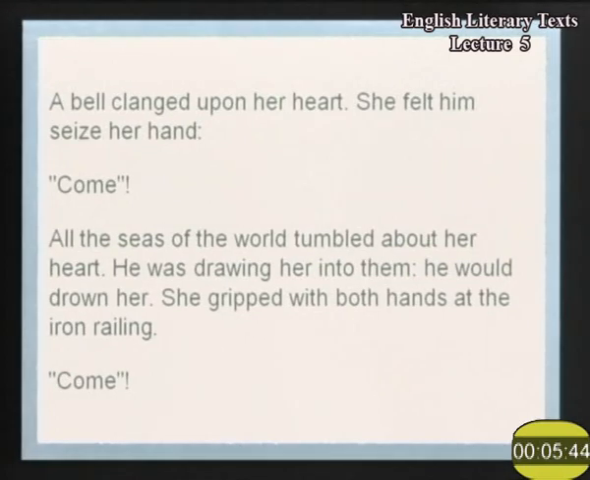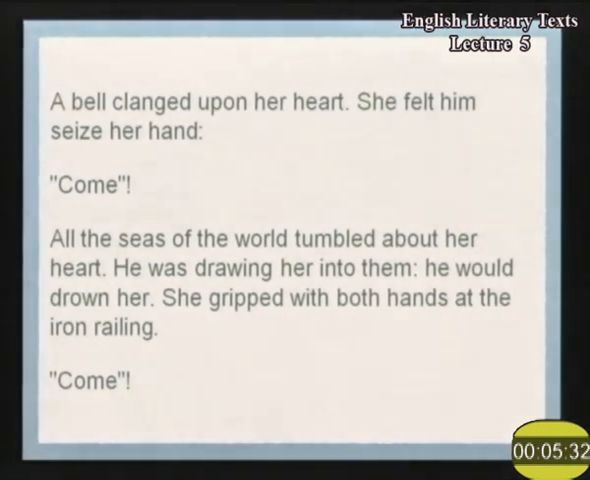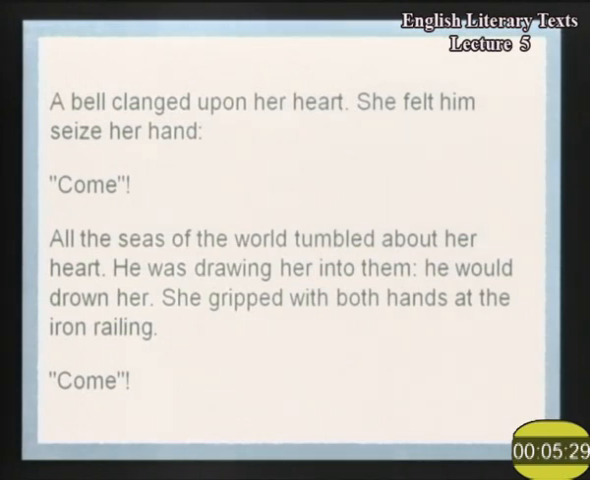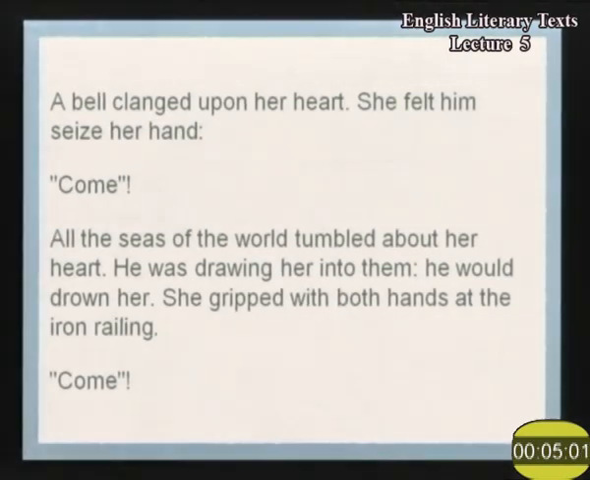A bell clanged upon her heart. She felt him seize her hand. Come. All the seas of the world tumbled about her heart. He was drawing her into them. He would drown her. She gripped with both hands at the iron railing. Come. Again, here, Joyce is not giving us ideas what she thought or what she felt. He is only giving us images. And it is through analyzing these images that we can guess or try to understand what Evelyn really felt or decided at the end.